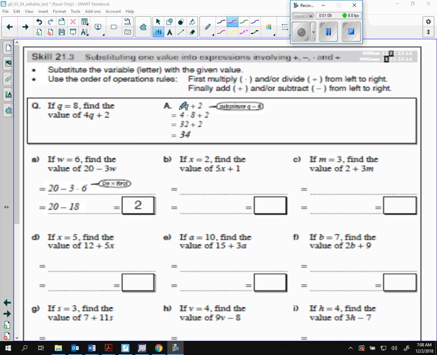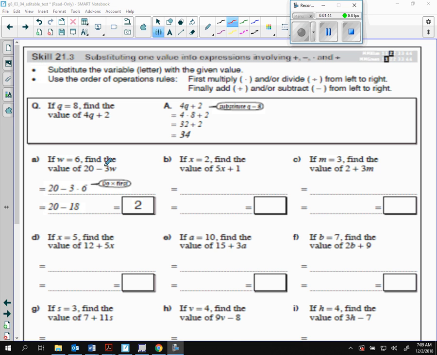So you go through the steps, 4 times 8 plus 2, 32 plus 2, because 4 times 8 is 32, and then 32 plus 2 equals 34. Same thing for A. The first thing you're going to do is look at the value of the variable, so w equals 6, and then you're going to put that number instead of the variable. So you're substituting, putting in place the number for where the letter had been.